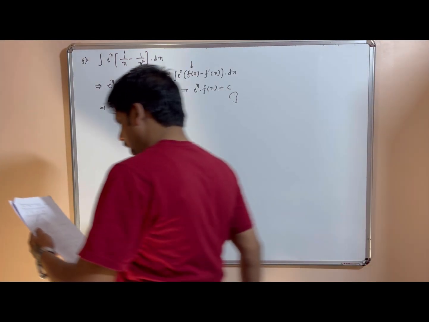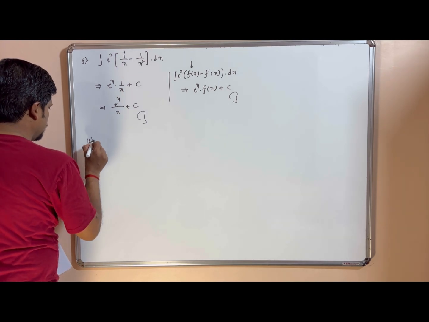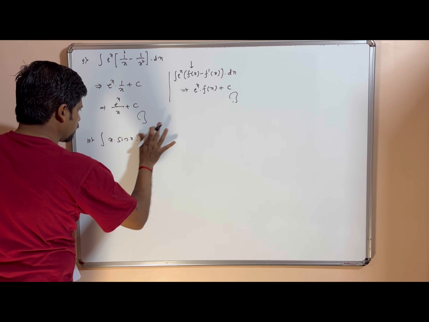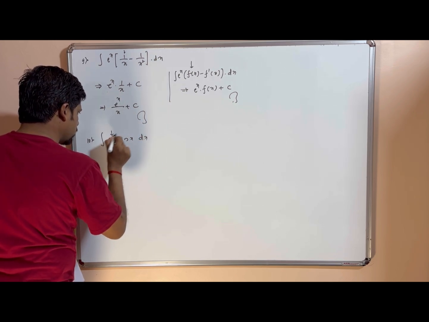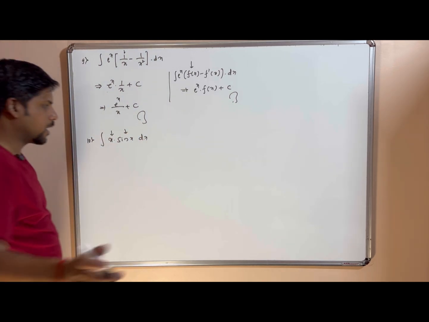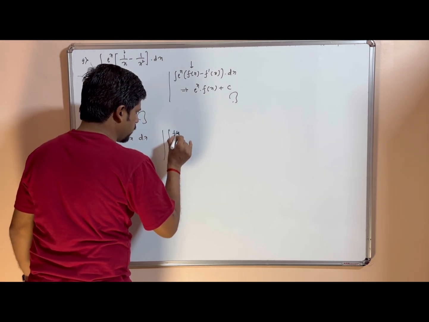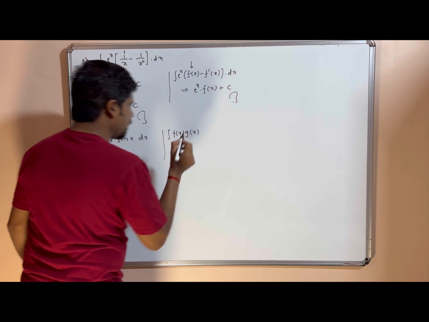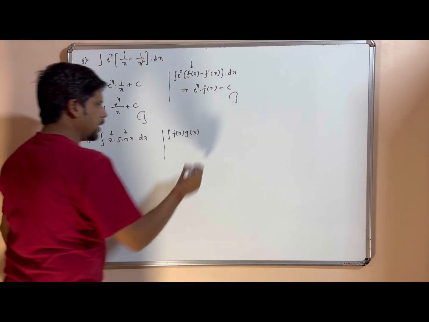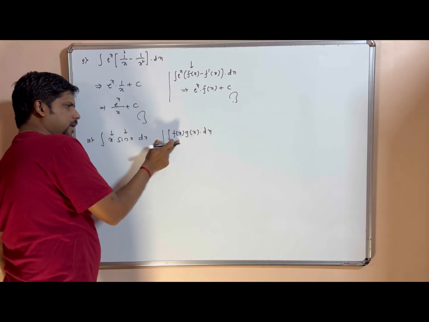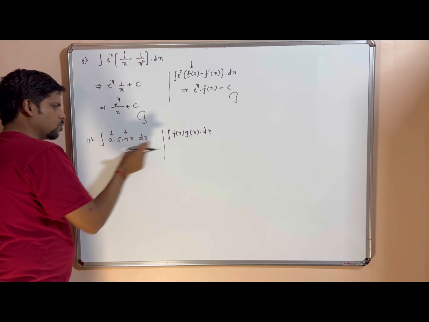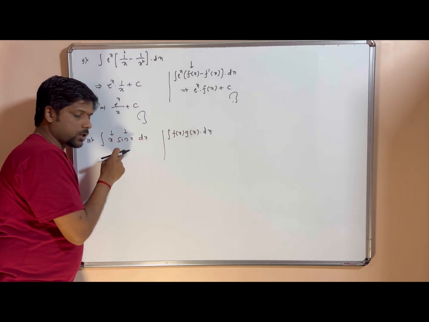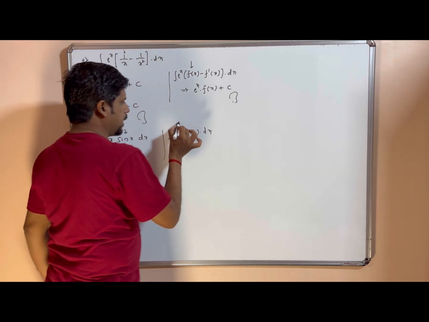Similarly, one more we have here, integration of x into sin x into dx. Here we have a product of two functions, and we also have the formula for integration of f of x into g of x into dx, the product of two functions. Here f is a function of x and g is also a function of x. Compare these two. In place of f of x we have x and sin x. For this one we have to apply first the ILATE rule.